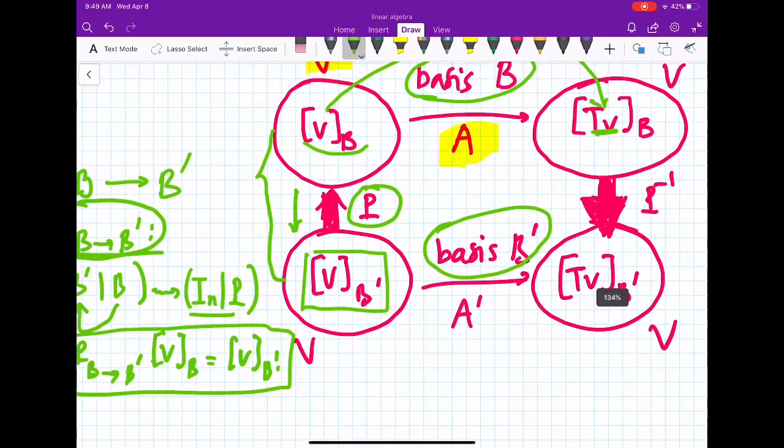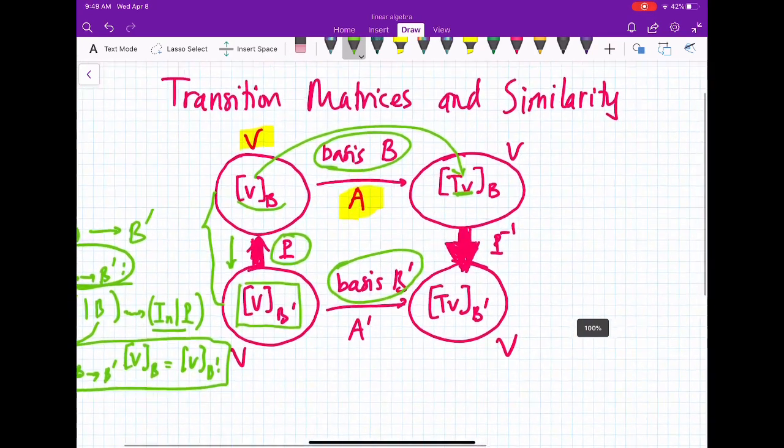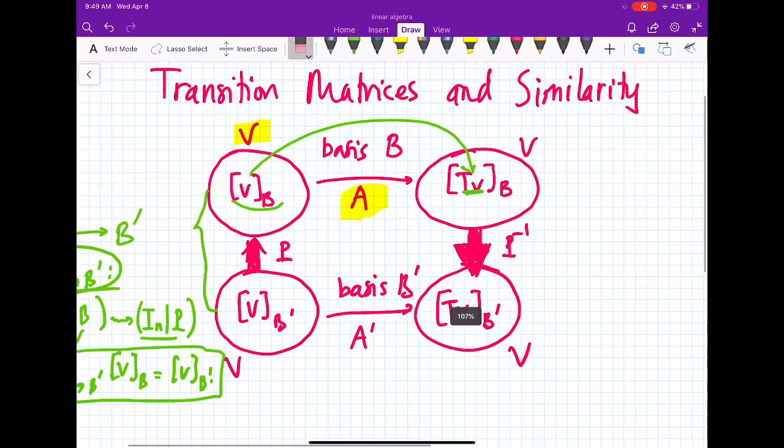Makes sense? So we know that if we have a linear transformation, we have some matrix representation of that transformation, and that representation is not unique. It depends on the basis. So when you change the basis, you have another representation of the same linear transformation. Makes sense? In this picture, you see some diagram right here.